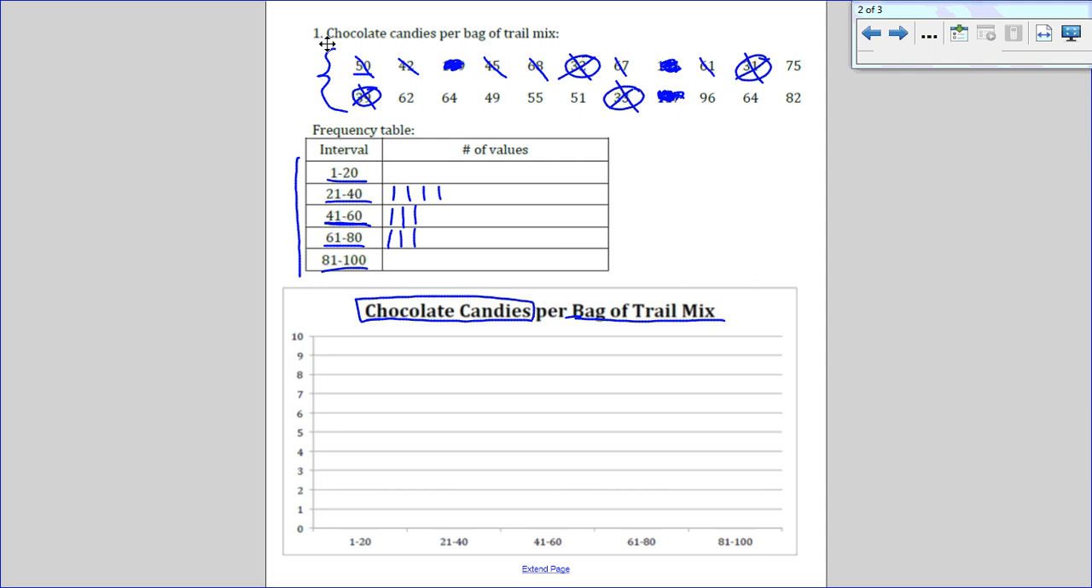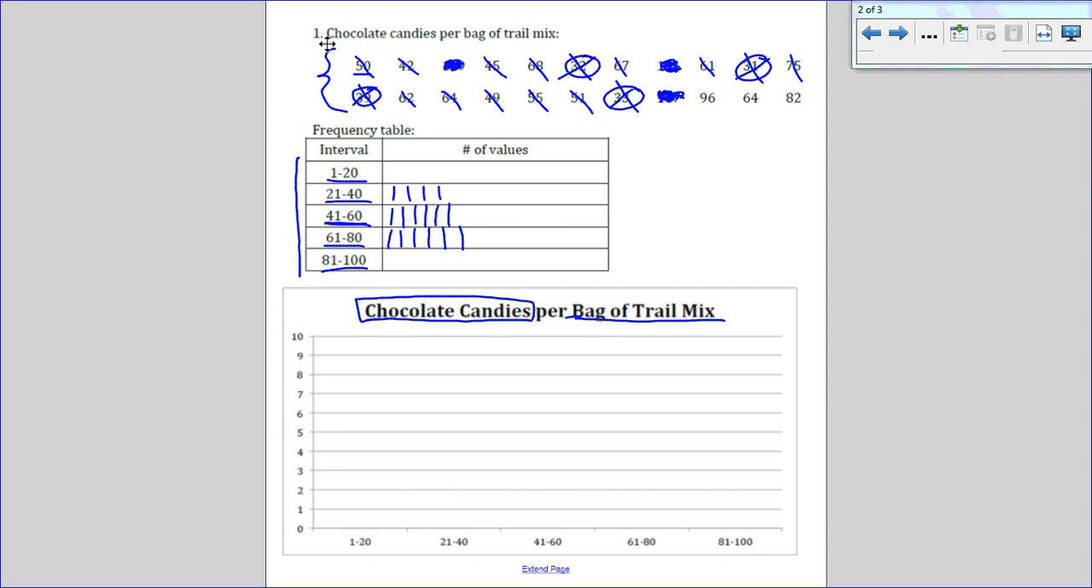I guess we should say 61 through 80. So 75, once again. 62, once again. 64, once again. 49 falls between 41 and 60. Okay. 55 falls between 41 and 60. 51 falls between 41 and 60.